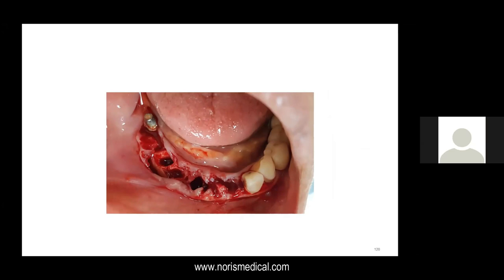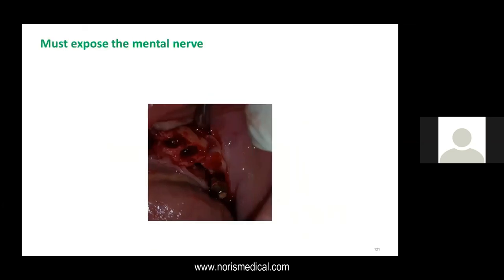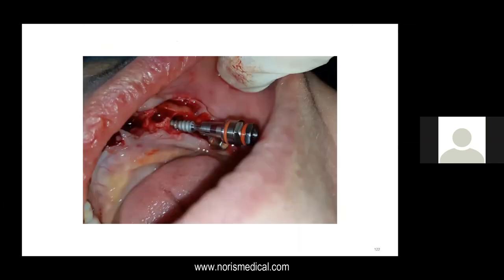Here you can see it between the fourth and the fifth. So actually, this is how it looks. Here you can see the mental nerve. The mental nerve is just under the periosteal elevator. Here you can see the mental nerve. You must expose the nerve in such a case.